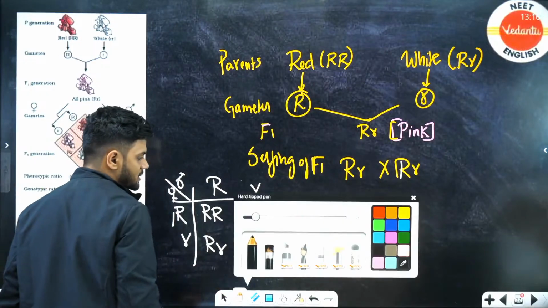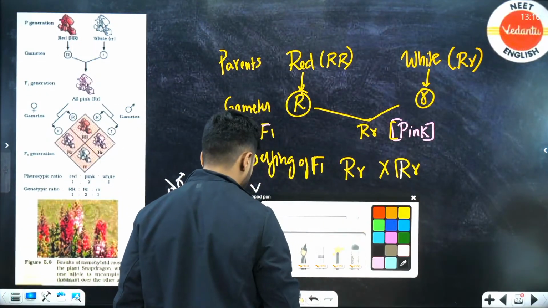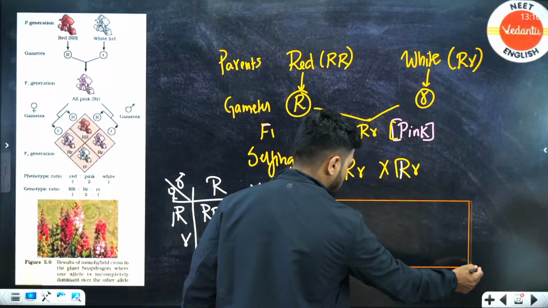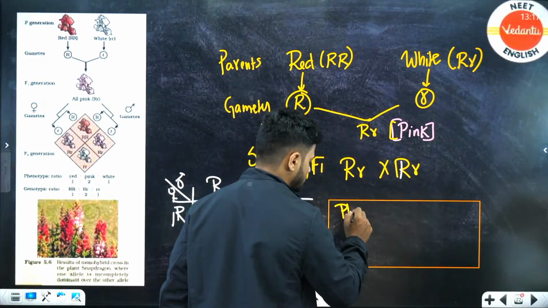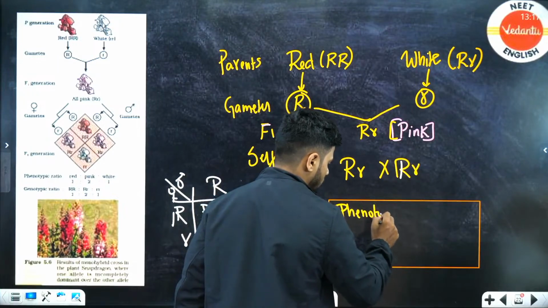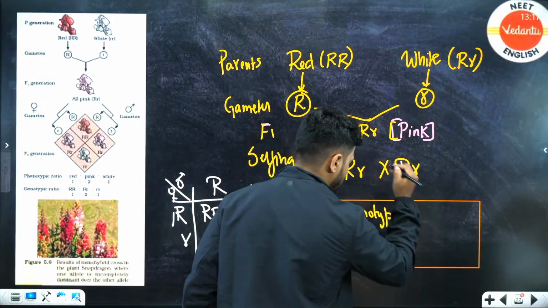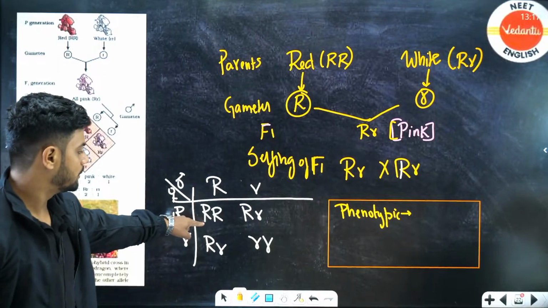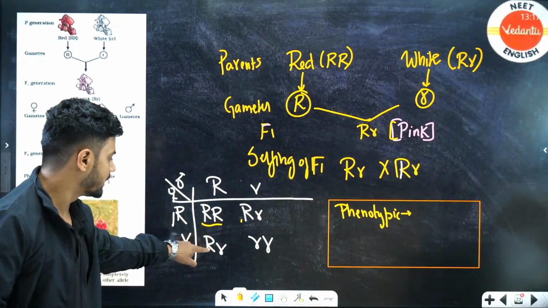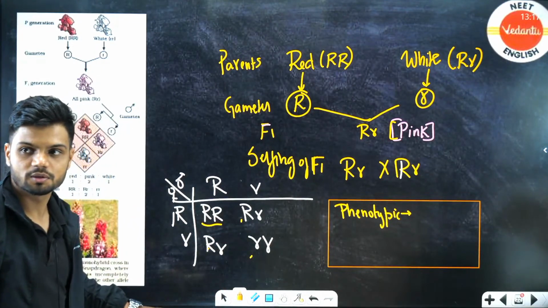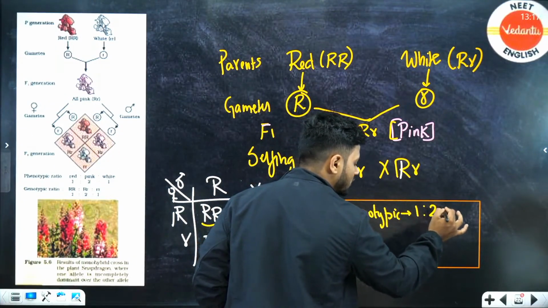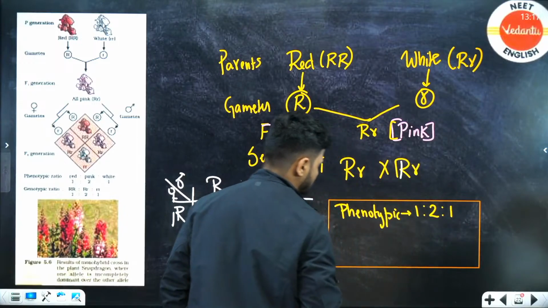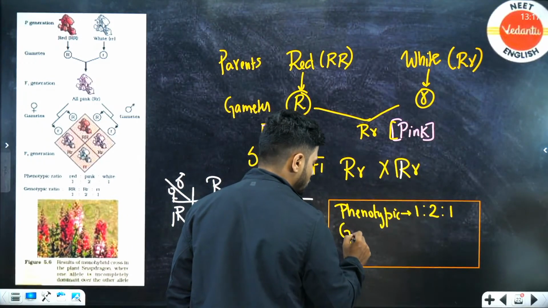Now, tell me the result. Tell me the phenotypic ratio and genotypic ratio now. What is going to be the phenotypic ratio and genotypic ratio? First we'll do phenotypic ratio. This one will be completely red. These two will be pink and this will be white. So, one red, two pink and one white. That is phenotypic ratio. What is genotypic ratio then?